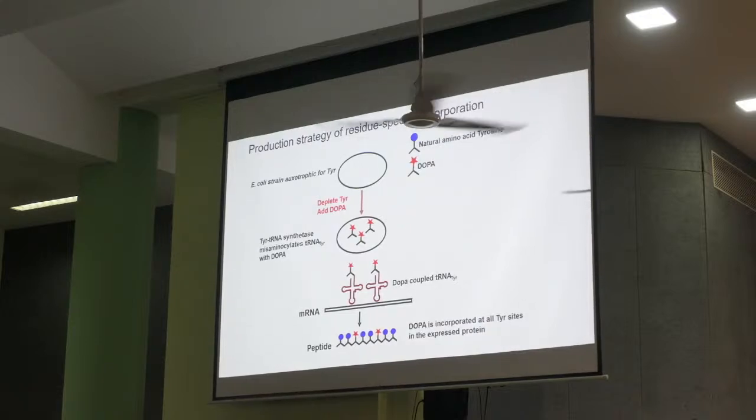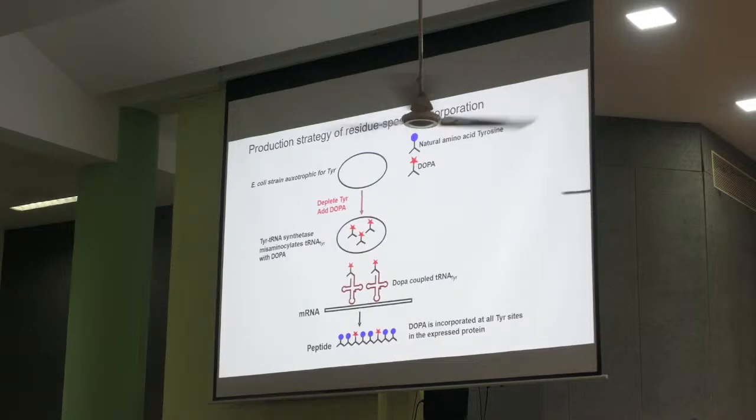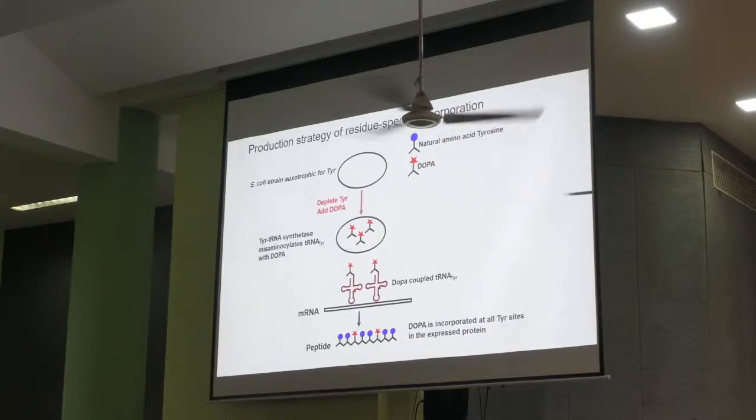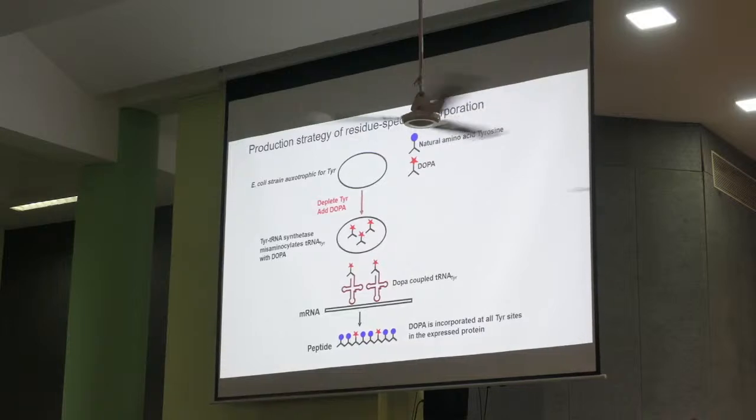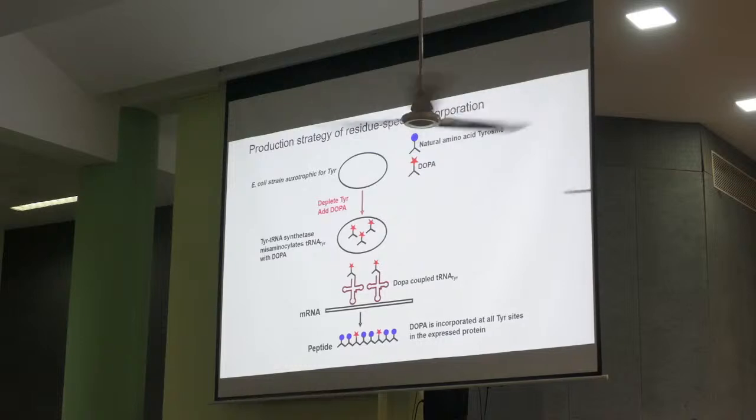I'll give an example for the hostelers, correct? On Sundays we expect to have a meal of biryani. But when you go to the hostel, maybe it will not be biryani; it will be tomato rice. What you do initially is try to adapt to it, correct? Similarly, we utilize that system, where we misaminoacylate the host system, the E. coli host system, to recognize this unnatural amino acid as a natural amino acid.